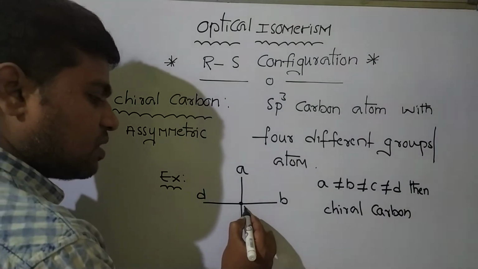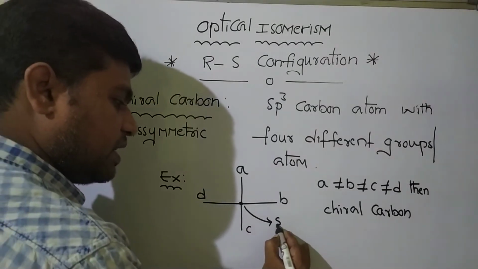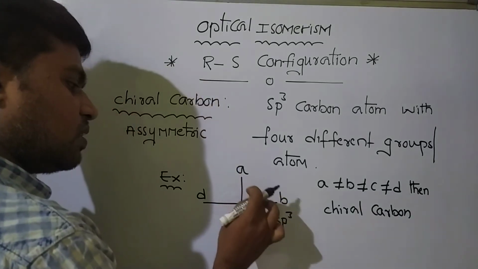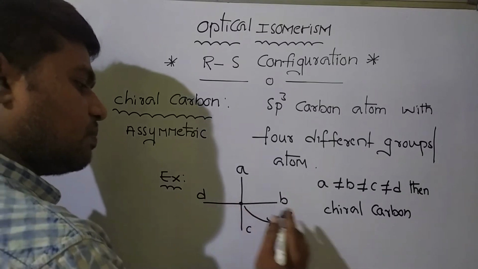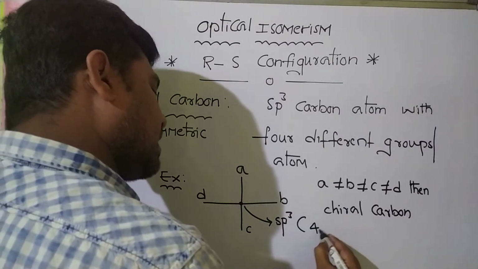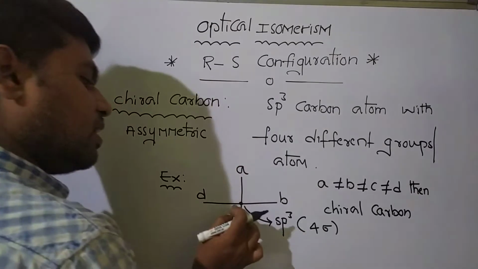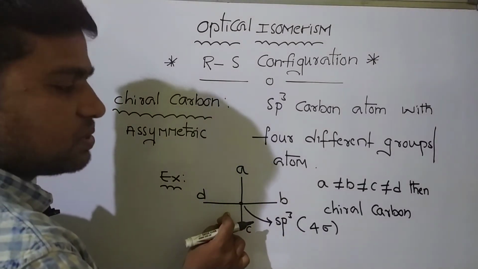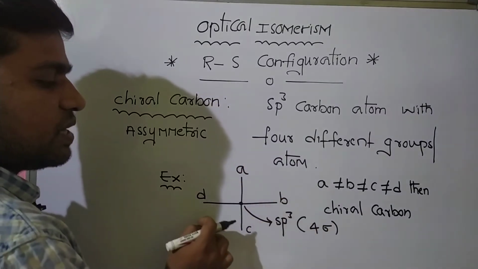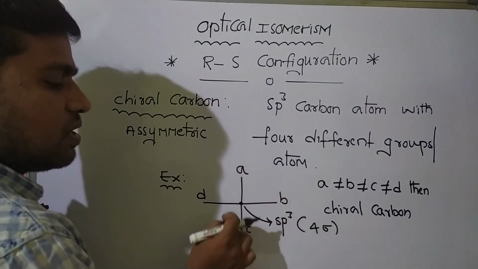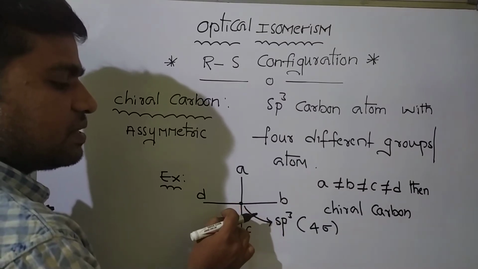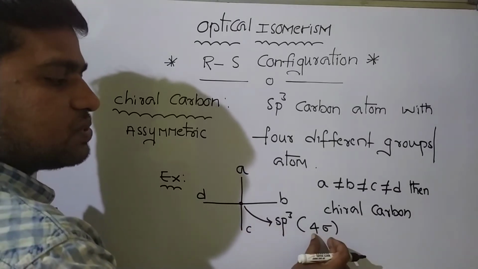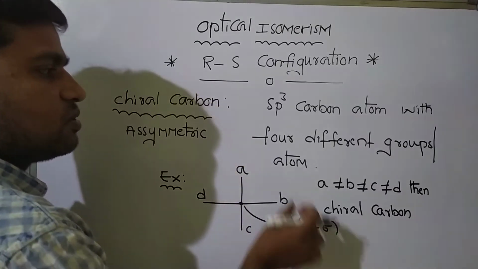So the hybridization of this carbon must be sp3. Why is it sp3? Because here are 4 sigma bonds: 1, 2, 3, 4. Because this carbon has 4 sigma bonds, definitely this carbon atom is sp3 hybridized. Okay students. So here 4 groups must be different, means all 4 valencies of the central carbon must be different. And this carbon is sp3 hybridized since it has 4 sigma bonds. Okay students. So please note.